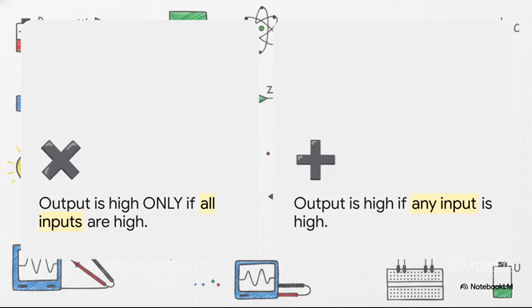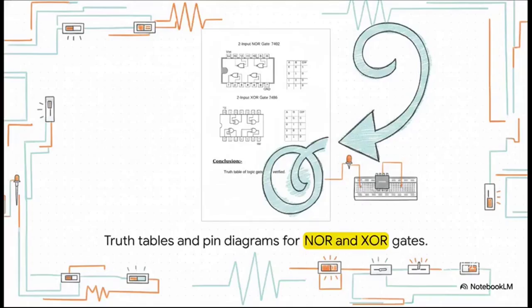Contrast that with a much more laid-back OR gate. It's perfectly happy to give a high output if just one or more of its inputs are high. These simple conditions are exactly what we test using basic transistor or diode logic circuits. To actually verify these, we rely on truth tables pulled straight from the lab manual, like the ones for the 7402 NOR gate and the 7486 XOR gate.